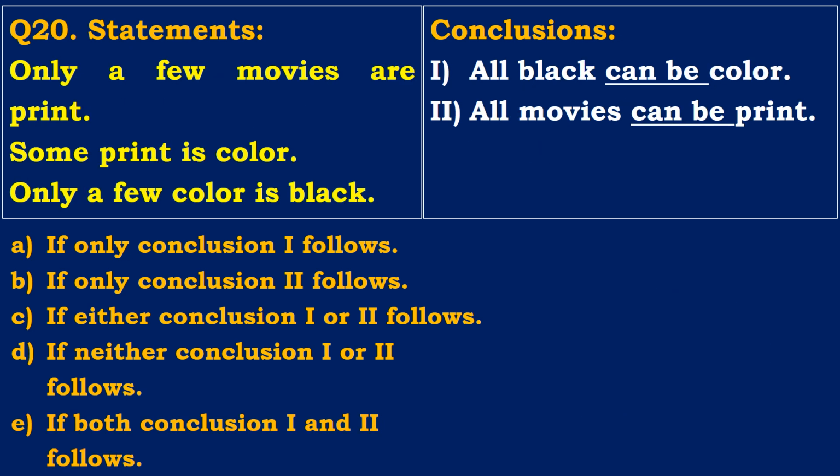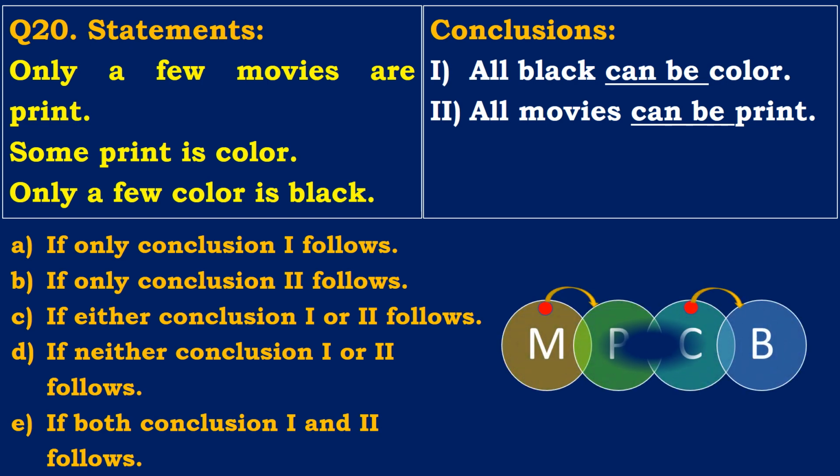Challenge 20. Only a few movies are print. Some print is color. Only a few color is black. Conclusions: All black can be color. All movies can be print. According to trick 4, among the two conclusions, only conclusion 1 follows. Hence, option A is the appropriate answer.